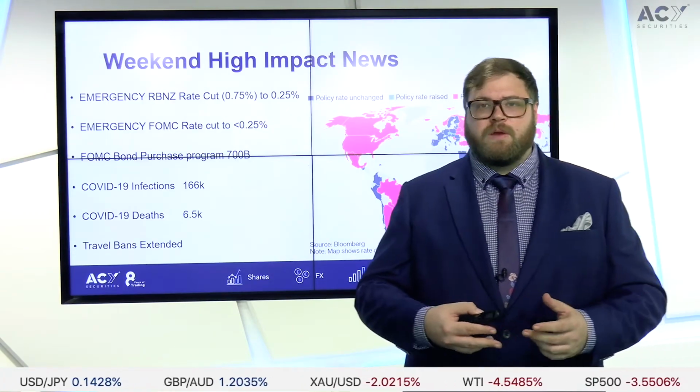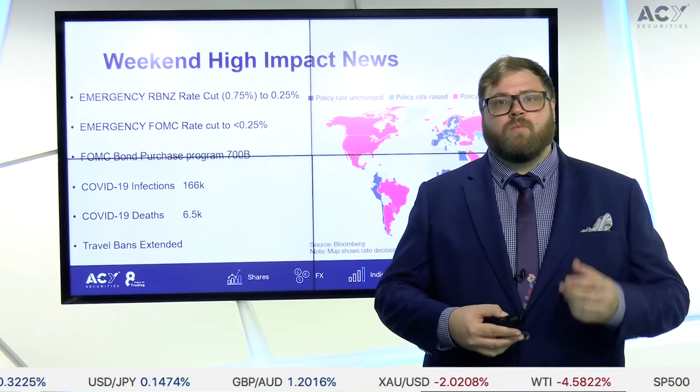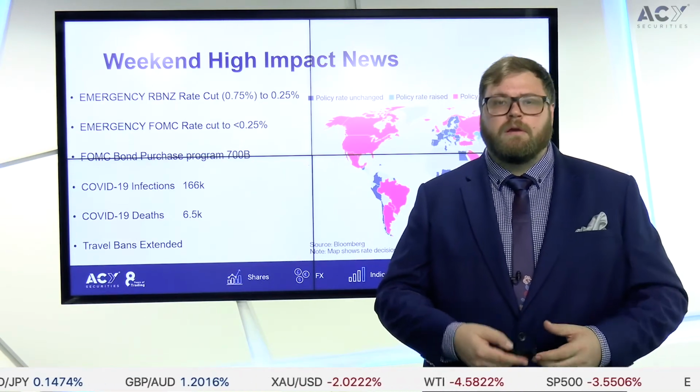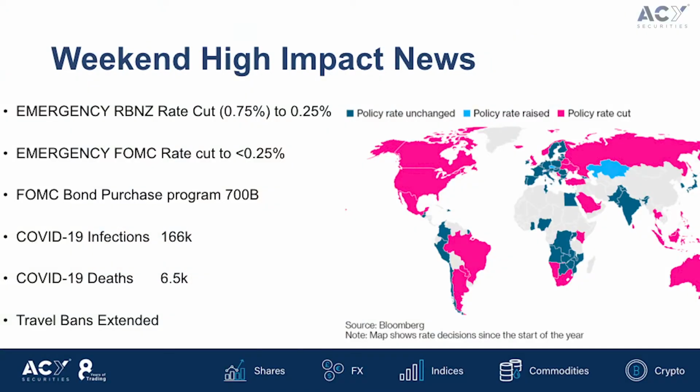Now, the things we've seen: the RBNZ cut rates from 1% down to 0.25%. The FOMC, for the second time, have done an emergency rate cut of 50 basis points, dropping the interest rate down to 0.25% or below. We've also had FOMC bond purchase programs announced. So they're looking at spending $700 billion in purchasing bonds to help improve the liquidity situation in the US.